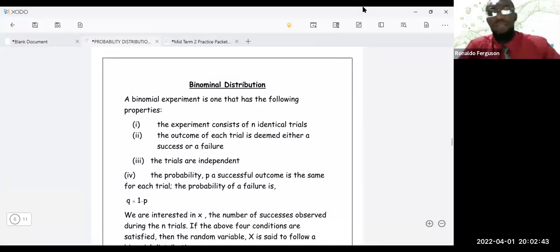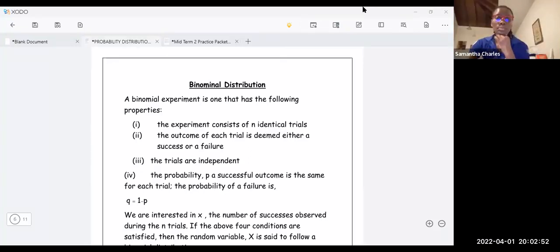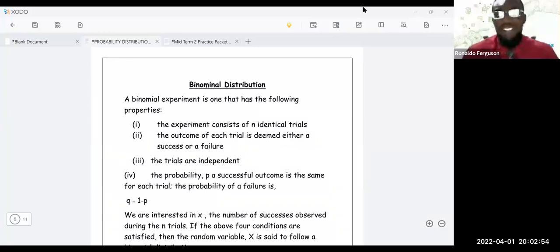The thing with this binomial distribution is that it obeys the following properties. Number one, the experiment consists of n identical trials. We already know what an experiment is: we carry out some process repeatedly to generate a set of results. But this time we're carrying out n identical trials. All of the trials are identical.